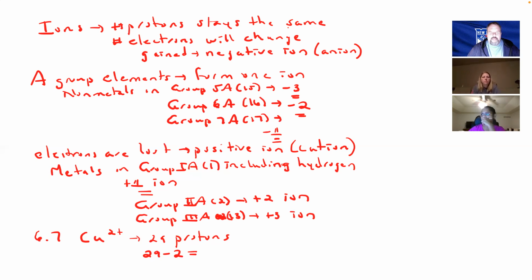But here, it doesn't make a difference if it's A or B. The fact that we're dealing with the copper 2+ ion tells us that this ion should have 2 fewer electrons. So in this case, the number of electrons is going to be 27. And if you think about it, if you have 29 positives and 27 negatives, that essentially adds up to +2.